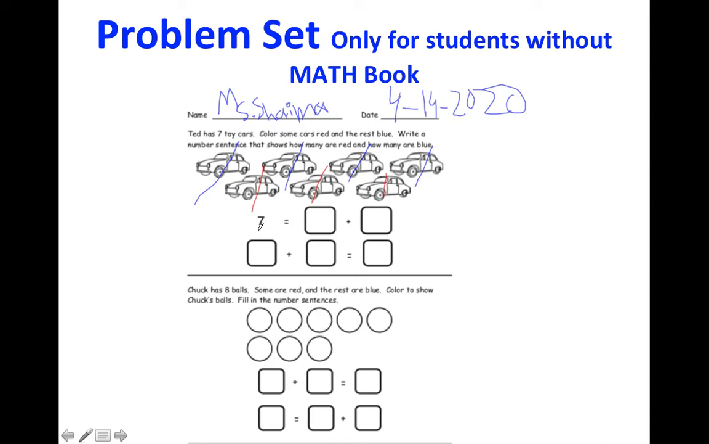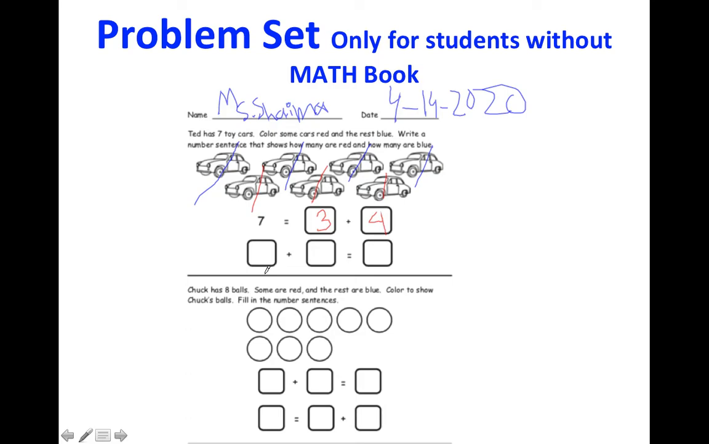So the number sentence reads 7 equals blank plus blank. Again, it's 7 equals blank plus blank. So we know the whole is 7. So we have 3 red, so I'm going to write 3. I have 3 red cars and 4 blue cars, so I'm going to write 4 blue. So now the number sentence reads 7 equals 3 plus 4. Again, 7 equals 3 plus 4. 3 because 3 red, and 4 because 4 blue.